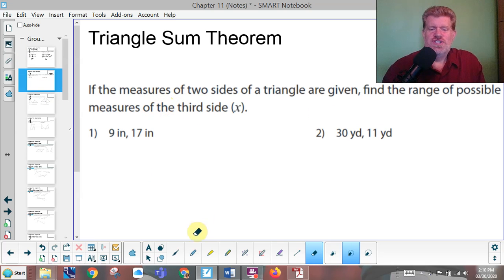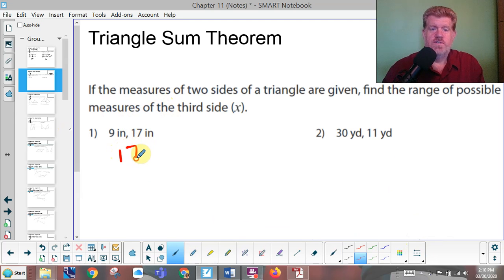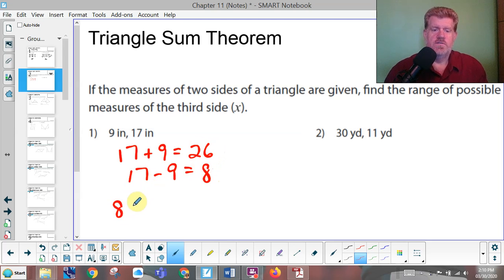We kind of already did it, but we'll go over a little bit more. So if I give you two sides, can you tell me what the range of the third one is? Well, we just do what we did before. We add them up. That's 26. We subtract them, and that's 8. That means that third side must be between 8 and 26.